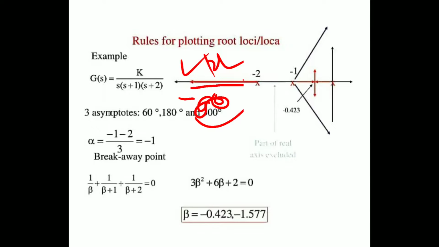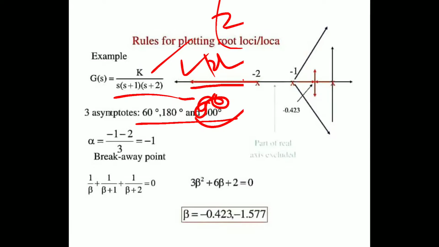So the breakaway point must be present in these regions, 0 to minus 1 and minus 2 to minus infinity. Just find that out. There are three asymptotes. How can we find the asymptotes? Poles minus zeros: there are three poles and no zeros, so 3 minus 0 means there are three asymptotes, and using the formula (2q plus 1) into 180 degrees divided by poles minus zeros, you can find the asymptotes. The asymptotes you will get are 60, 180 and 300 degrees.